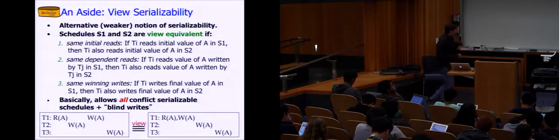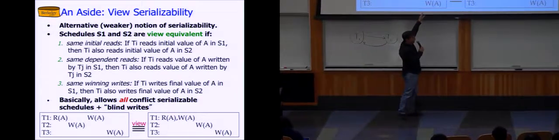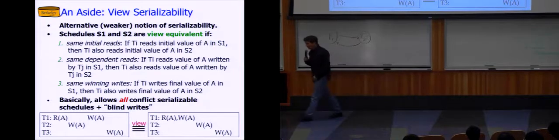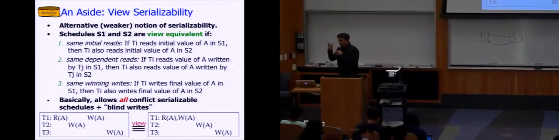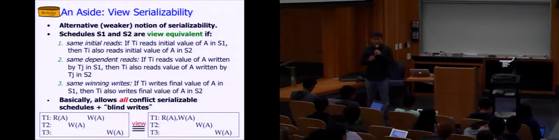Okay. Now, without blind writes, if there's no blind writes, that means T3 has to read A before it writes A. And probably that read would happen here, and then things would be different. And then it wouldn't be view serializable anymore if you change the order of the writes before it. Make sense? Okay. So much for view serializability.